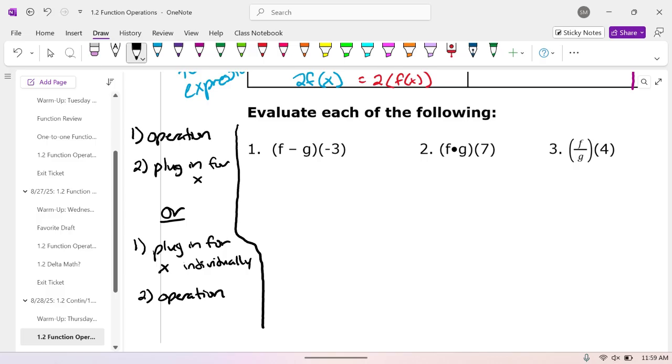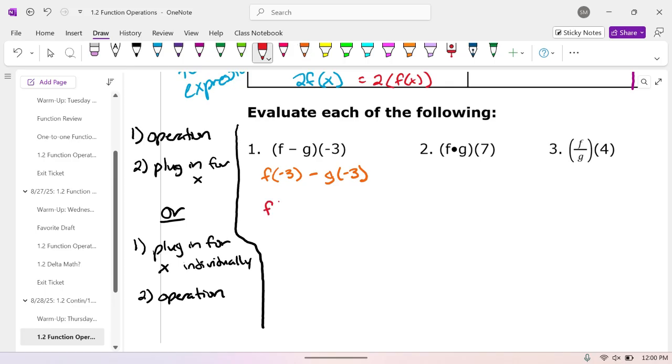All right. So with number 1, f minus g of -3. That's how you say it. So f minus g of -3. Which, that is the exact same thing as f of -3 minus g of -3. So the easiest way to do it is to break apart and find f of -3 by itself and g of -3 by itself. So that's exactly what I'm going to do.